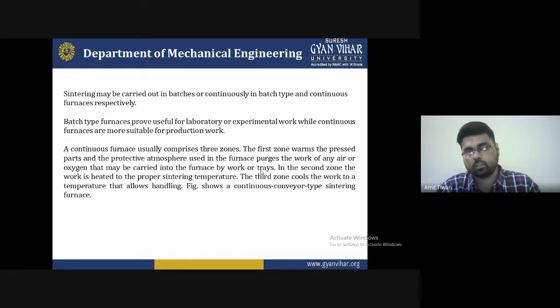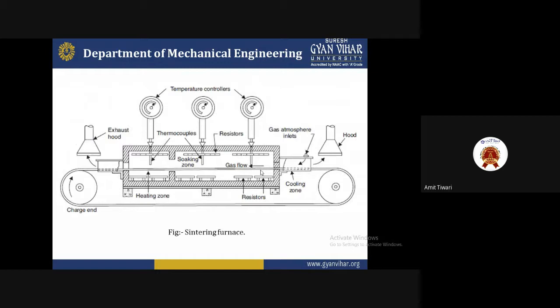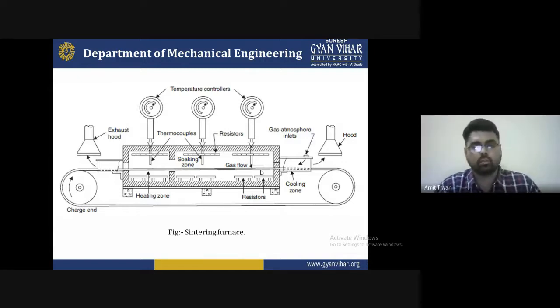And it will be helpful for us to see how we can maintain it. It will be maintained by certain temperatures in certain zones. As you see in this diagram, it shows a temperature controller, a temperature diagram of a sintering furnace basically. You can see a charge end on both the left and right sides, and on the upper portion is the exhaust. The gas atmosphere inlets are used to let the atmosphere in, so we can collect all the gases from the air side.